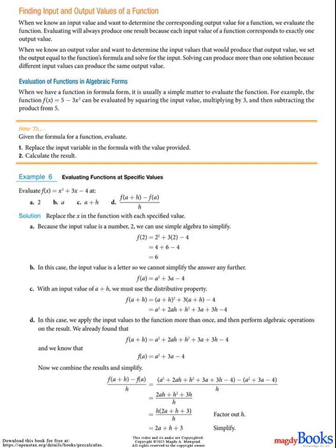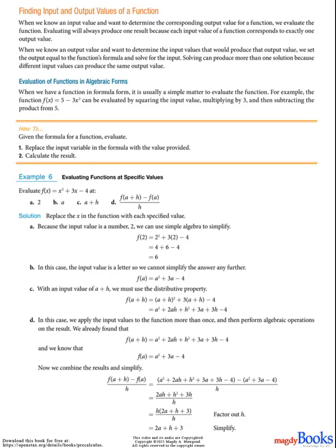When we know an output value, and want to determine the input values that would produce that output value, we set the output equal to the function's formula and solve for the input. Solving can produce more than one solution because different input values can produce the same output value.